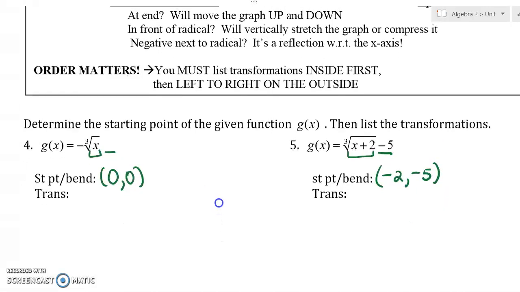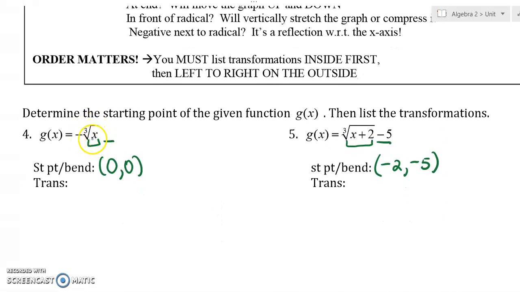All right, let's talk about the transformations. The only transformation I see, there's nothing on the inside. Now, the only one I see is a negative, and the negative will, do you remember? Will be a reflection with respect to x-axis. Okay, so it doesn't mean necessarily over the x-axis, but kind of like if there was a pretend x-axis there, it would just be reflected over it from wherever it's at.